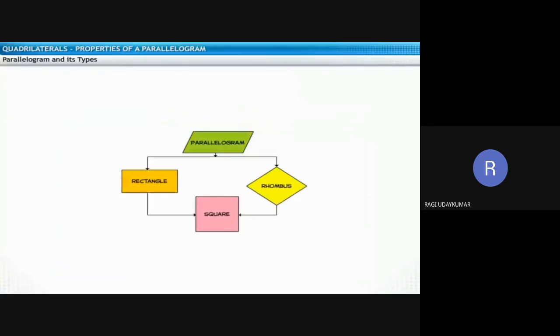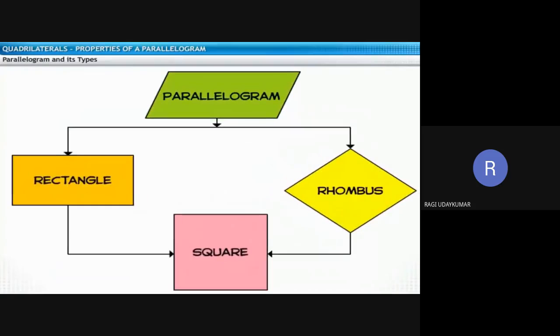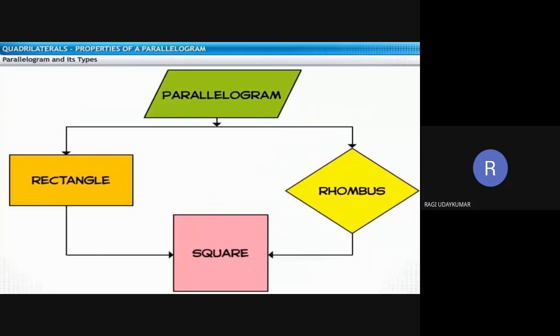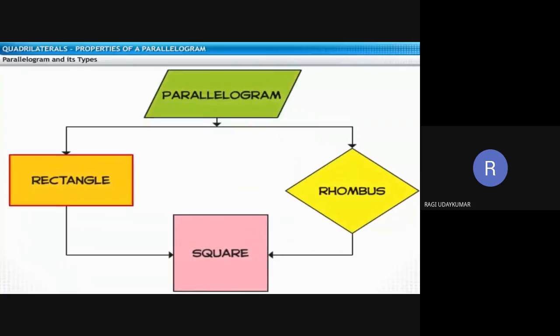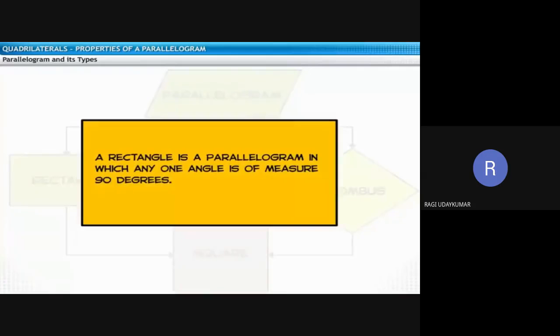From the parallelogram, we are going to get the rectangle, rhombus, and square. These three are also parallelograms. We know the parallelogram is a quadrilateral in which opposite sides are equal and parallel. So rectangle also satisfies the property, and rhombus also satisfies the same property, and square also. Along with that, they are going to have the extra properties.